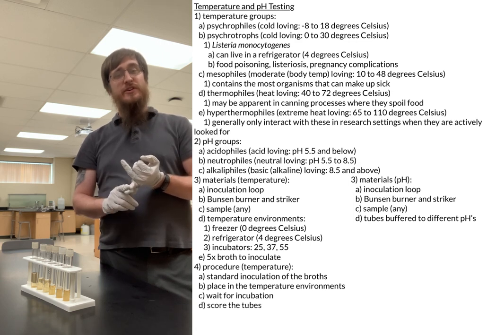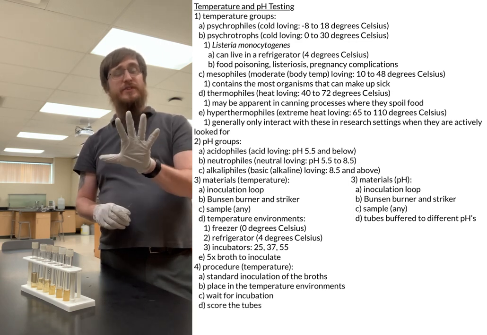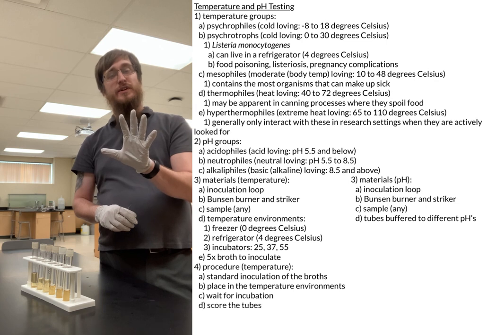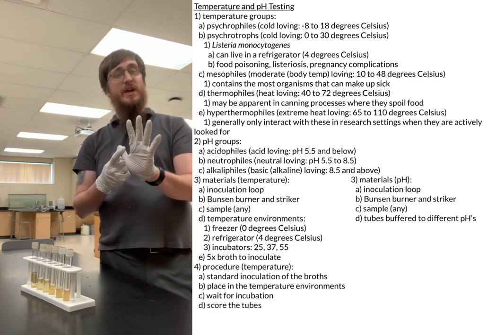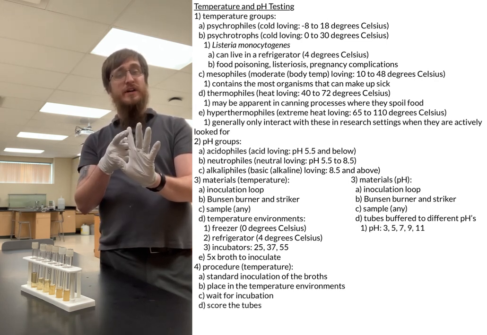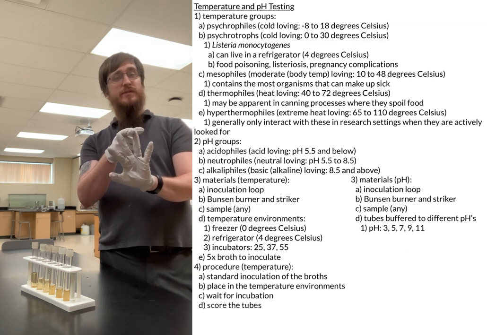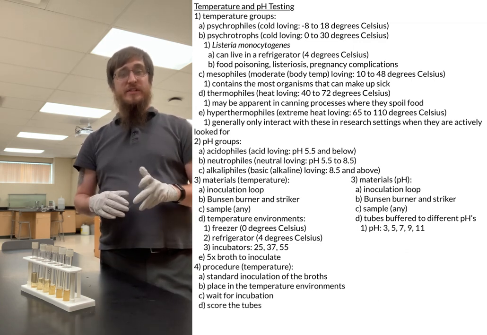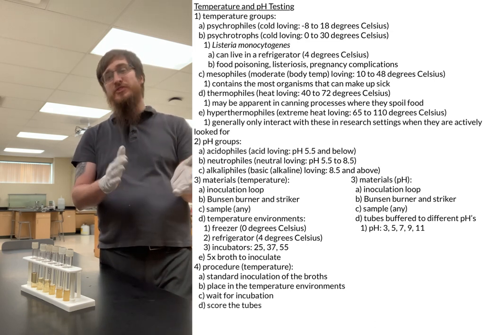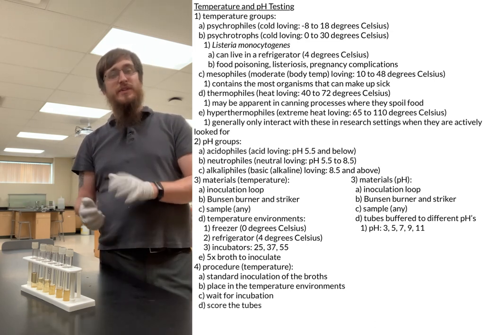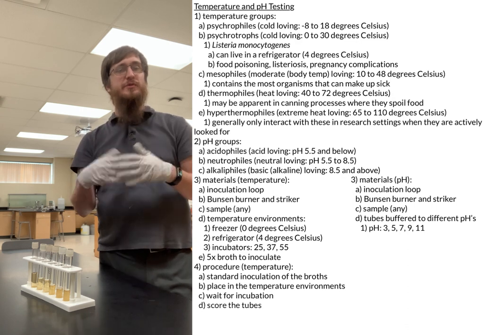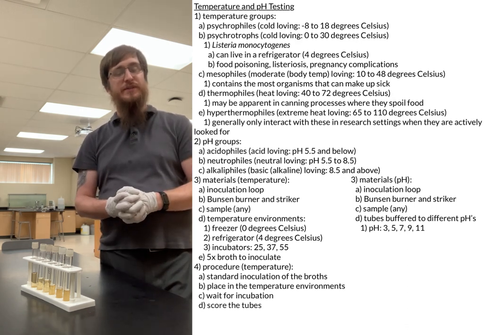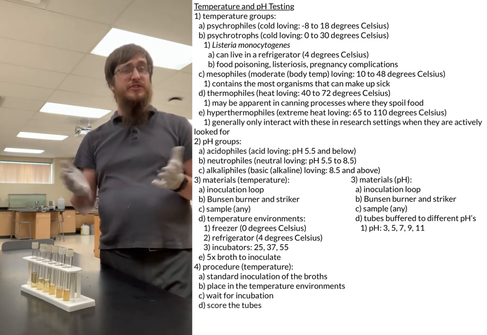So in this case, you're going to get 5 different kinds of pH tubes. You're going to get one that's a pH 3, one that's a pH 5, one that's a pH 7, one that's a pH 9, and one that's a pH 11. And basically, depending on the number of samples that you're going to inoculate, you would then need a full set of those tubes per sample. But let's just assume again that we're just testing one of them.